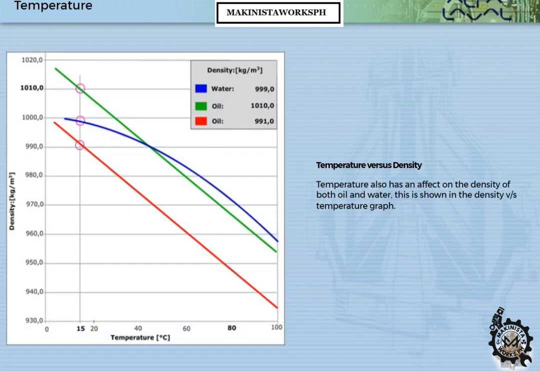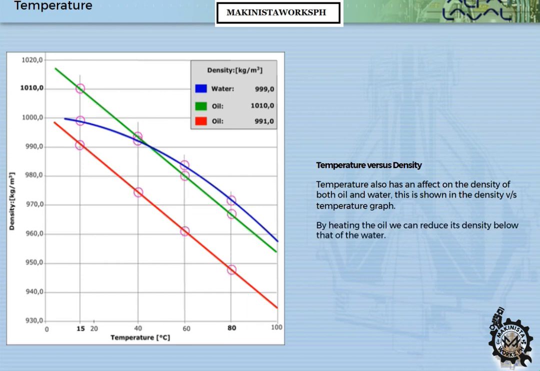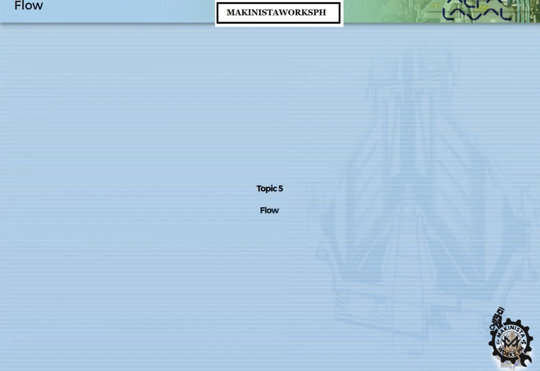Temperature versus density. Temperature also has an effect on the density of both oil and water. This is shown in the density versus temperature graph. By heating the oil, we can reduce its density below that of the water. Topic 5. Flow. Flow dependent on viscosity.